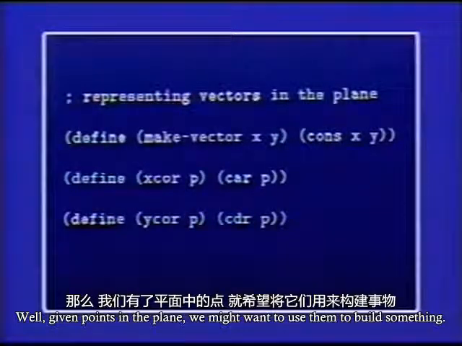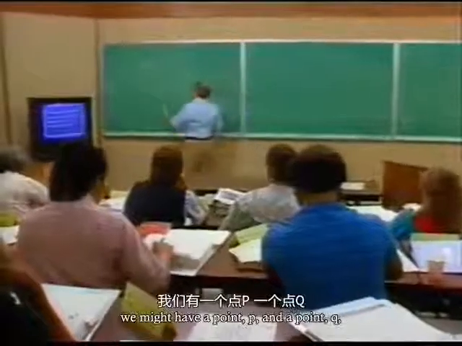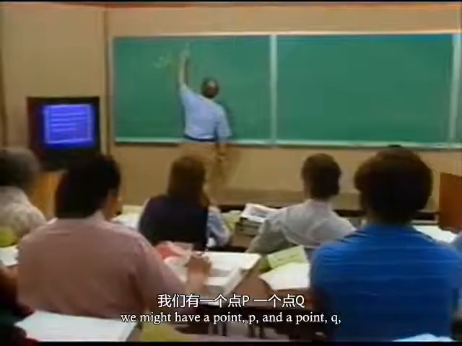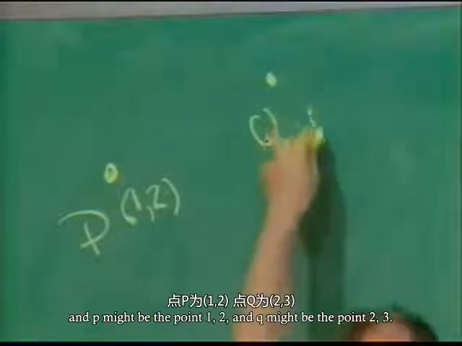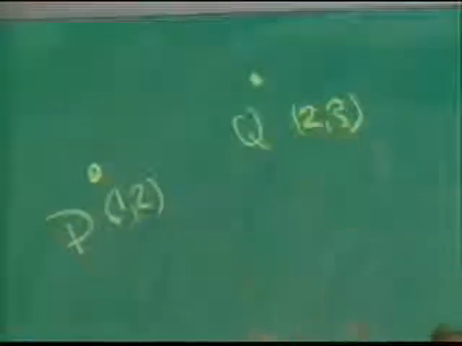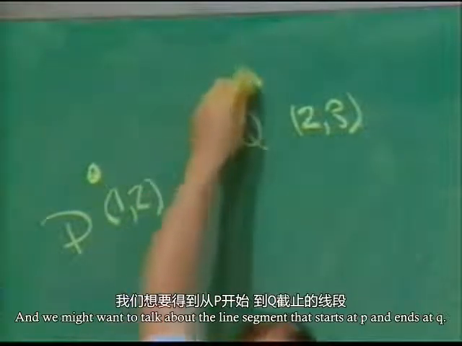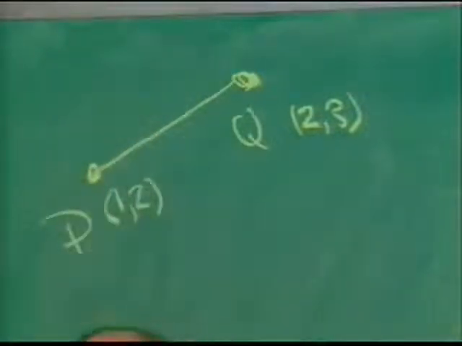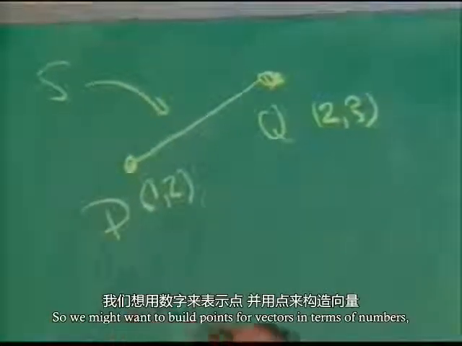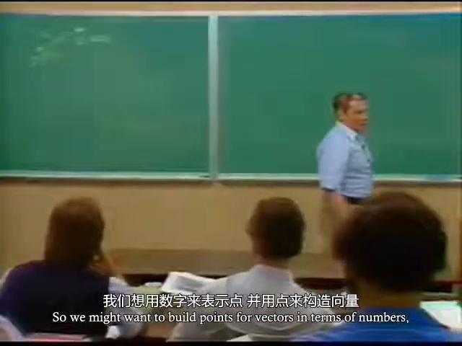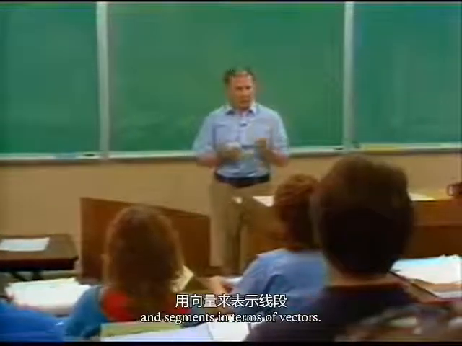Well, given points in the plane, we might want to use them to build something. So for instance, we might have a point P and a point Q. So P might be the point 1, 2, and Q might be the point 2, 3. And we might want to talk about the line segment that starts at P and ends at Q. Right, and that might be the segment S. So we might want to build points or vectors in terms of numbers, and segments in terms of vectors.